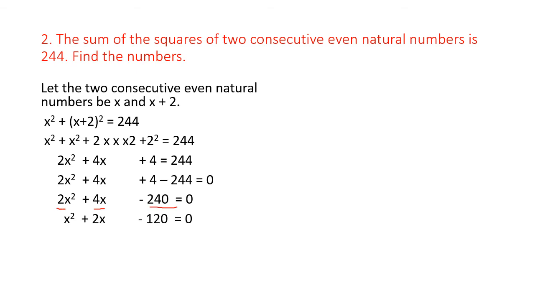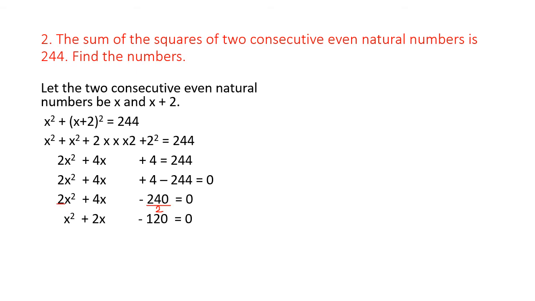Let me show you. If I divide 2x square by 2, I'll get x square. If I divide 4 by 2, I'll get 2, and if I divide 240 by 2, I'll get 120. So we have reduced our equation for our convenience, and now we are going to solve this equation.